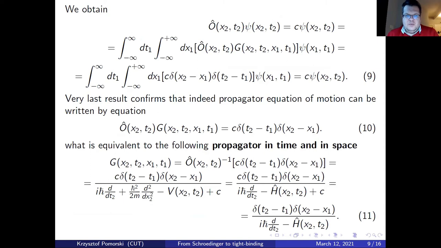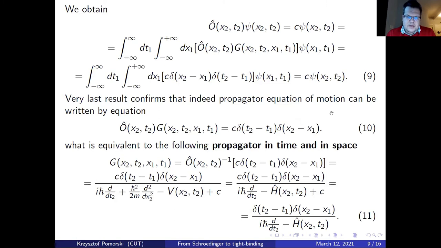So basically, we have the equation of motion given here by equation 11. So this is the equation of motion for a propagator in a way, right? So we can trace the quantum system properties by tracing propagator properties. In the front, there is the inverse of this operator acting on such a Dirac delta function. So this is the propagator in time and space. It's worth noting that if we have only the propagator in space, we don't have this time-dependent Dirac function. And if you have only the time propagator, we don't have this term.